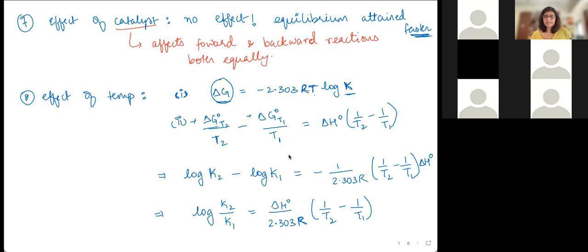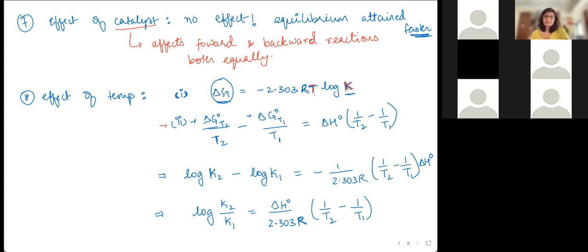Ritu, no, this is for any equation. We're talking in generalized terms now. Any equation has its Gibbs free energy for a particular temperature, and at that temperature K is the reaction constant, the equilibrium constant. This is the equation. Similarly, if I'm comparing the Gibbs free energy at two different temperatures, this is the equation. This is a relation between the delta G at temperature T2 and delta G at T1.